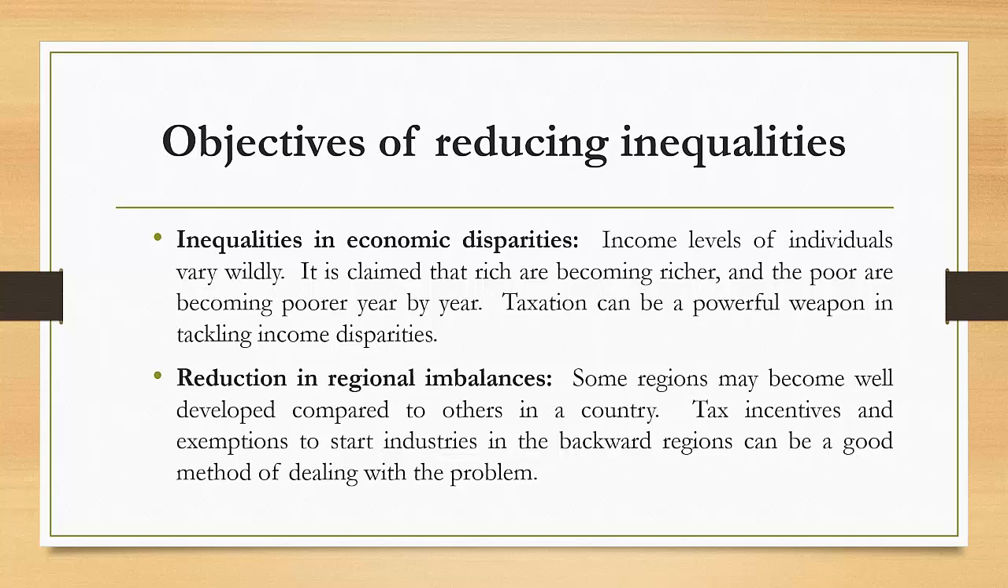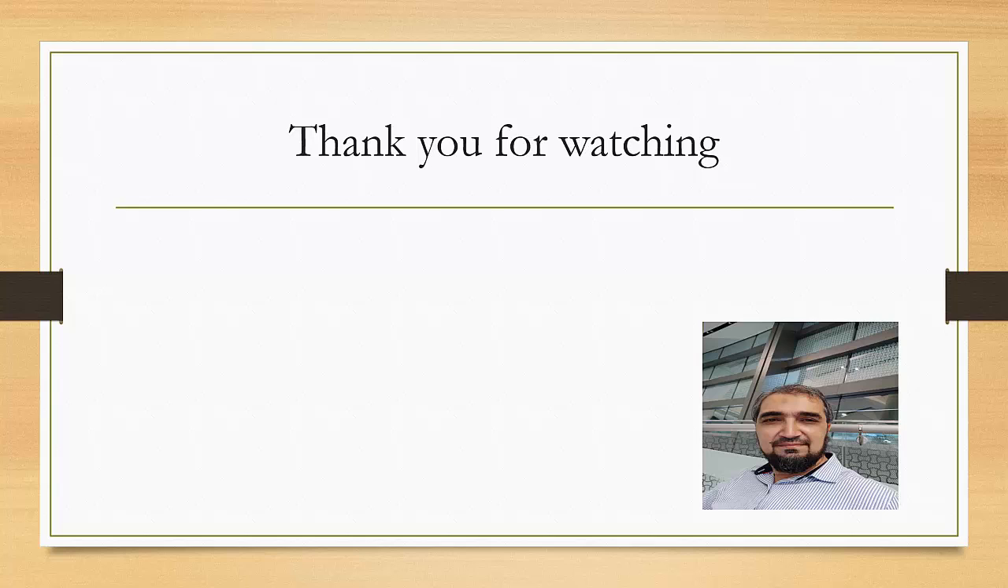So in any country you might have seen that some cities are very developed, some cities are underdeveloped. By offering these types of relaxation to the industry, one can shift the concentration of investment from one developed area to another area so that the undeveloped area will come at par with the developed city. So this is another objective which comes under reducing inequalities.